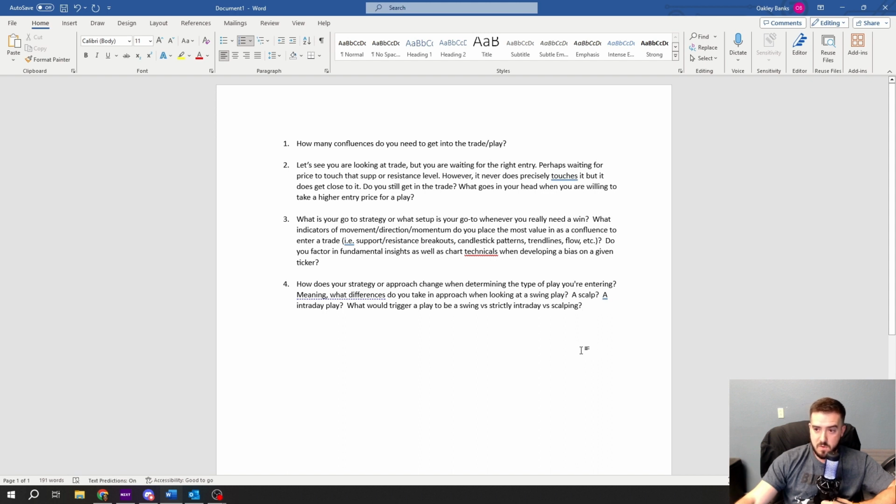All right, so let's see. Let's just start with number 4 there. How does your strategy or approach change when determining the type of play you're entering? Meaning, what differences do you take and approach when looking at a swing play, a scalp, an intraday trade? What would trigger a play to be a swing versus strictly an intraday versus scalping?